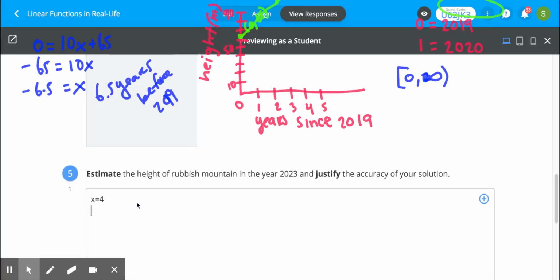What's important to show here is your setup, or your plug-in. So I'm going to say y equals 10 times 4 plus 65, so y equals 105 meters. Make sure that you're indicating the units. And then it asked me to justify the accuracy of your solution.